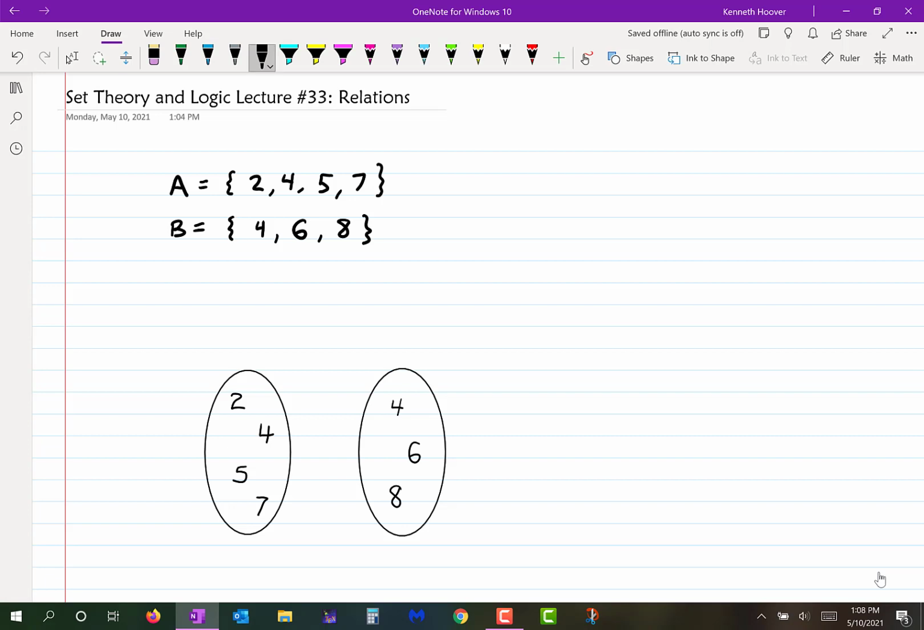All right, now, what if I draw arrows like this? One arrow going from 2 to 4. So 2 is related to 4 in some way. I'm not telling you yet what I have in my mind. And maybe 2 is also related to 6. And maybe 2 is also related to 8. So 2 is related to all 3 of the numbers.